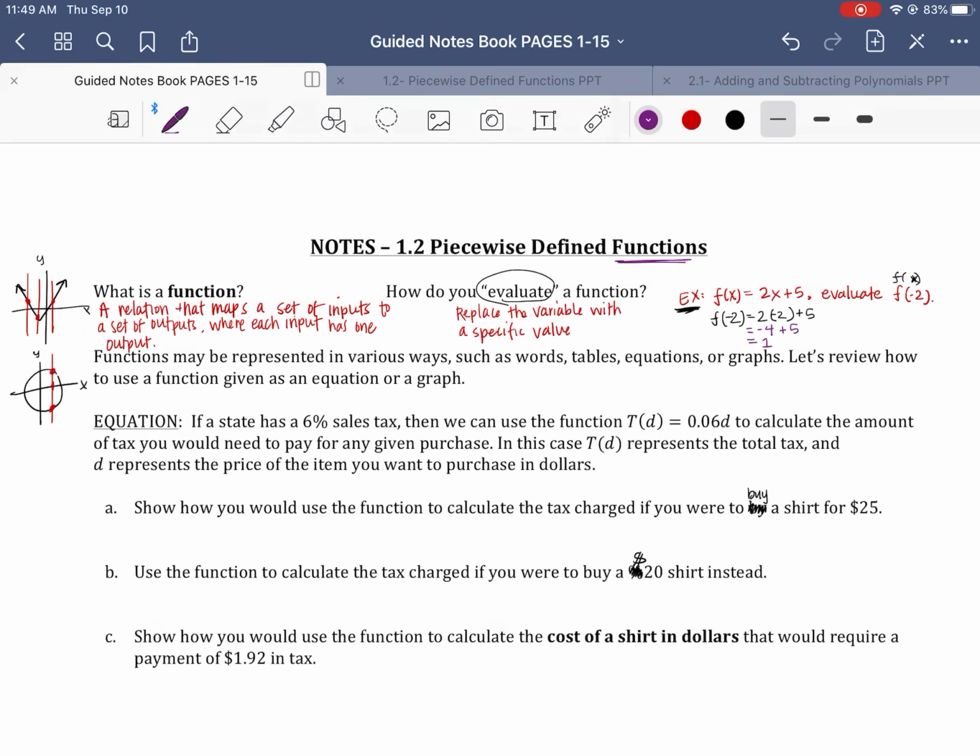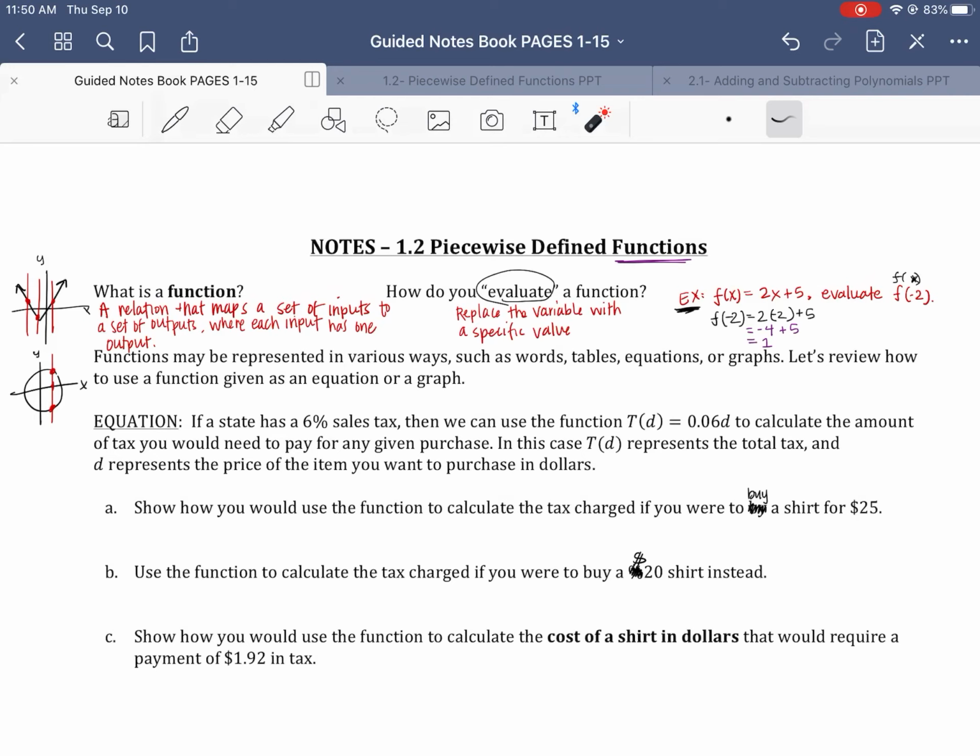Functions can be represented in various ways, such as words, right? Tables, equations, or graphs. So we're going to review how to use a function given as an equation or a graph and evaluating to start with in this video. So this first example relates to an equation. I'm going to read through the example and then we'll answer the following questions.